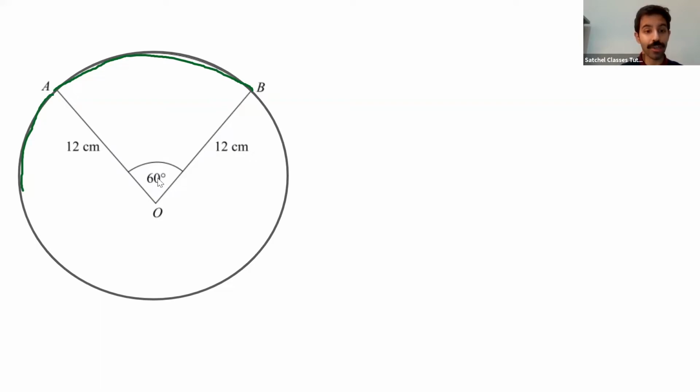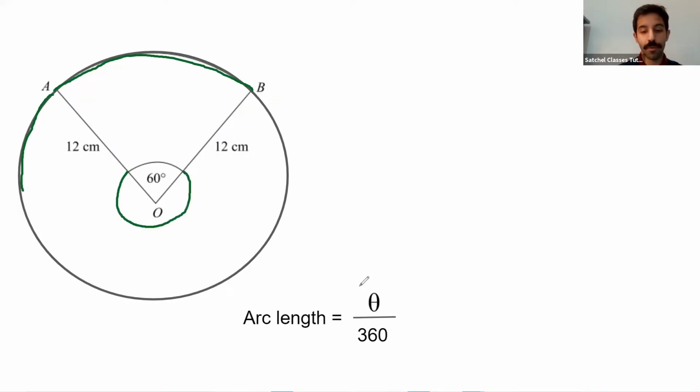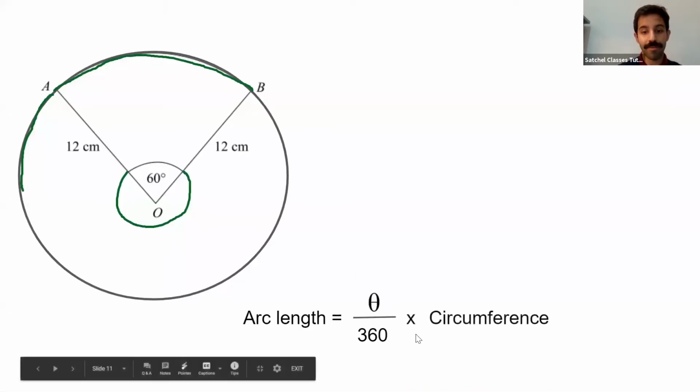Now, to work out that fraction, we will use this angle here. We will use this angle out of 360 degrees, because as I said previously, angles around a point add up to 360 degrees. So the full circle will give us 360, but we want this angle here. So the arc length would be theta divided by 360 times the circumference. Theta over 360 gives us the fraction of the circumference we want, multiplied by the circumference.